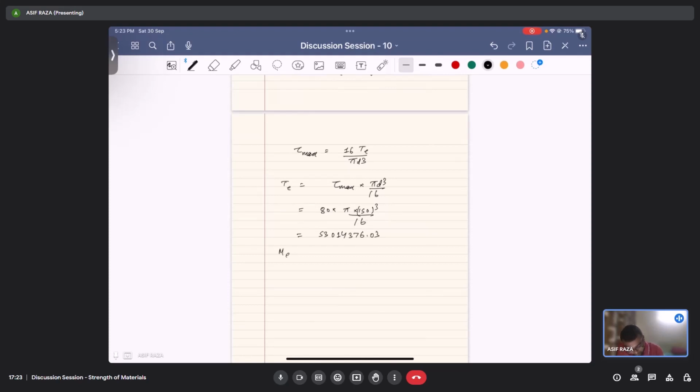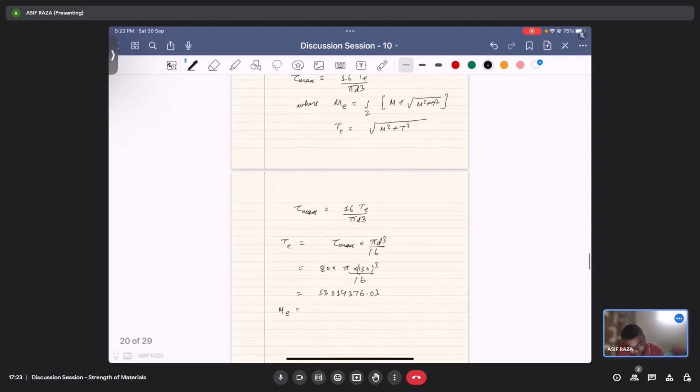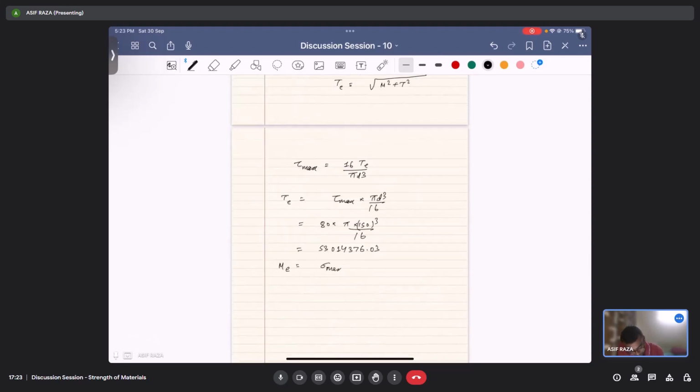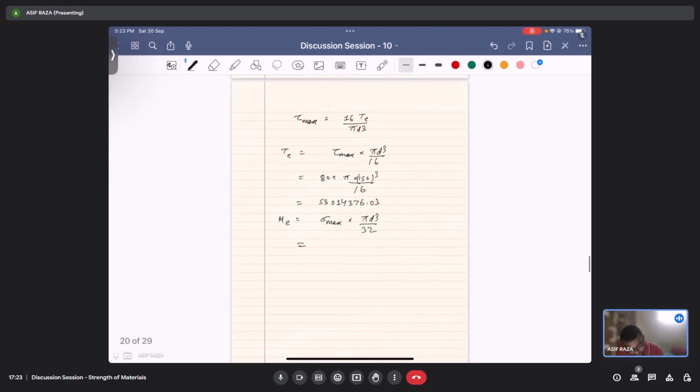Now Me would be equal to sigma max into pi d cube by 32, and that is 120 into pi into 150 cube by 32. This is equal to 39760782.02.